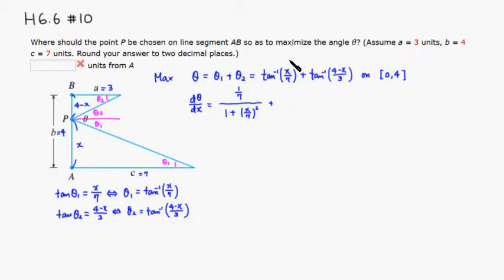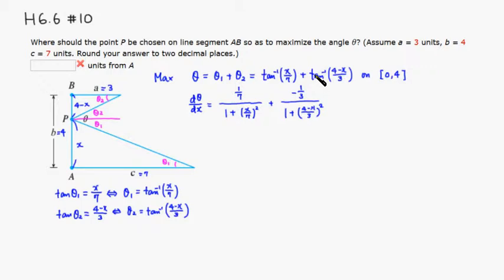And then the derivative of the second part would be 1 plus 4 minus x over 3 squared in the denominator, and the derivative of the inside is negative 1/3, right? So that's the derivative, so we need to somehow simplify this.